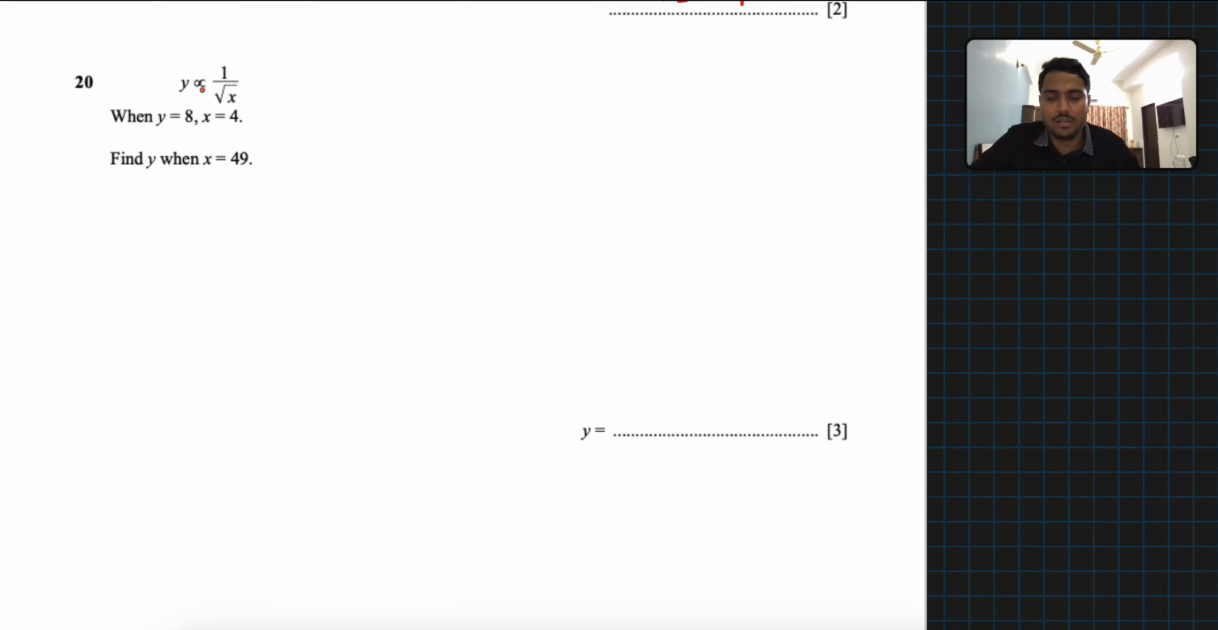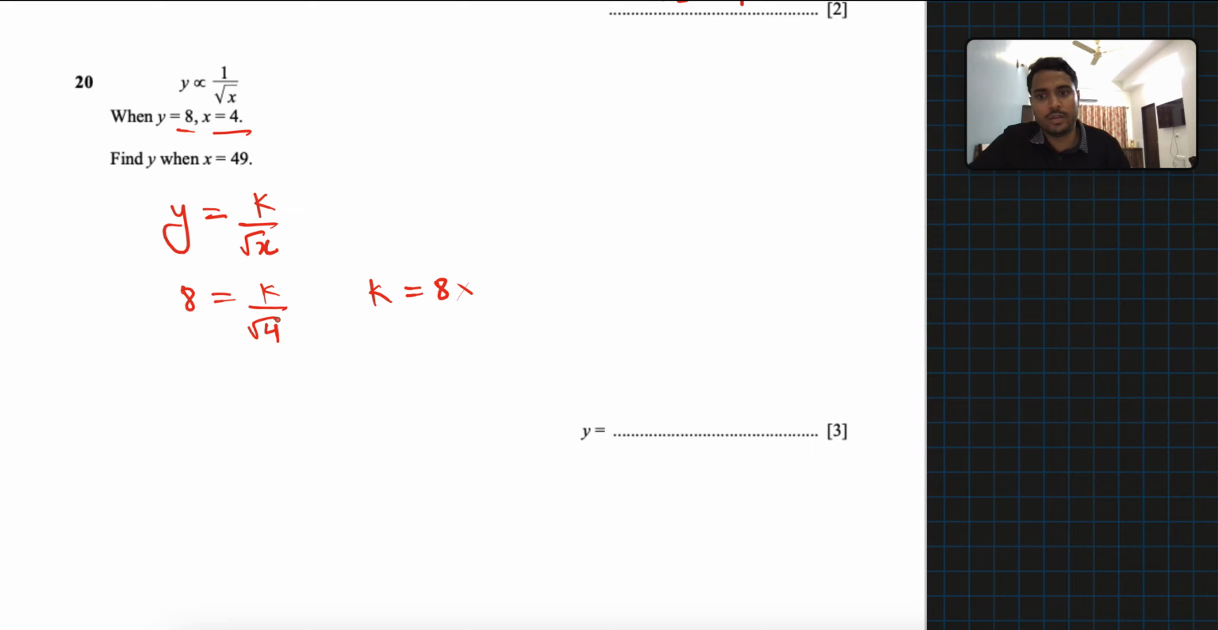It says y is inversely proportional to root of x. When y is 8, x is 4. So first of all, we can write y equals k over root of x. Y is 8, x is 4. So 8 equals k over root of 4. So k equals 8 multiplied by root 4, which is 2. So k will be 16. The value of k is 16, and then they are telling us to find y when x is 49.